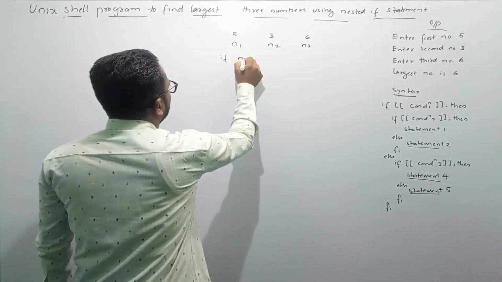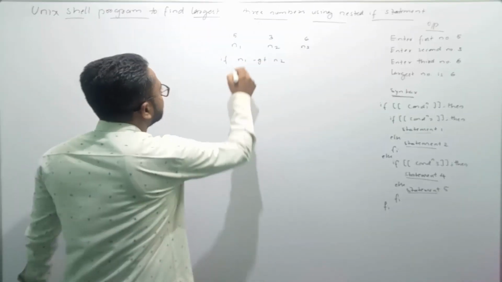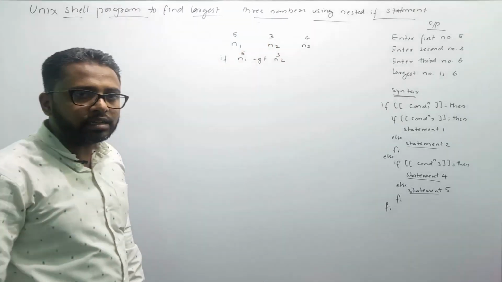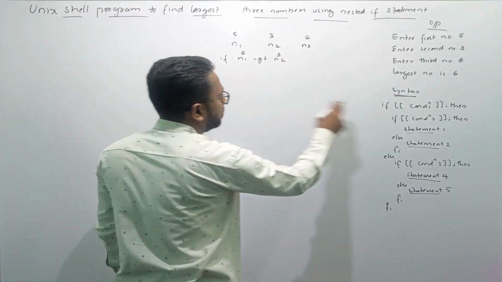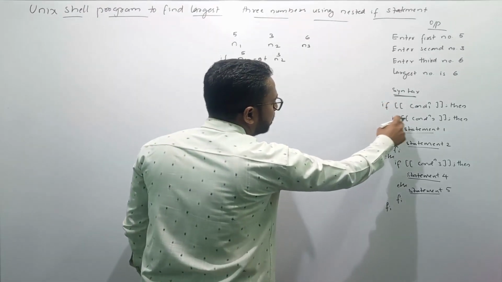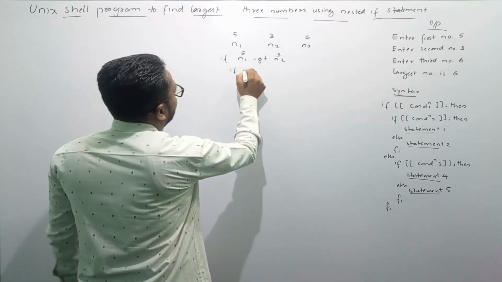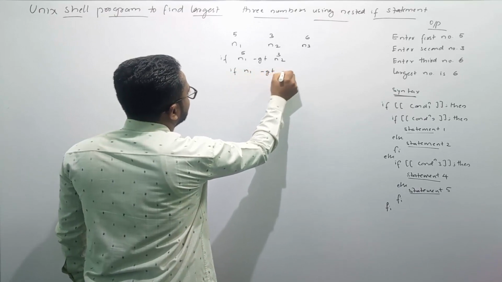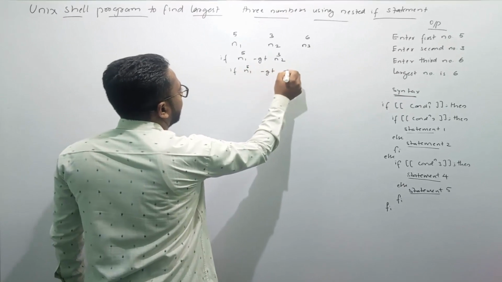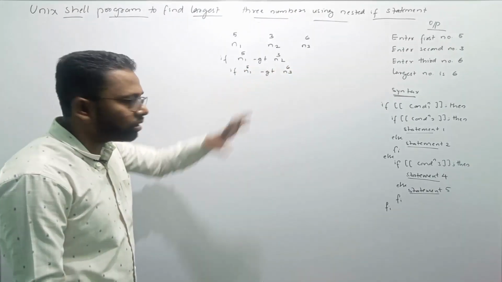If n1 is greater than n2, n1 is 5, n2 is 3. 5 is greater than 3? Yes. Now this if condition becomes true, that's why control will come inside the if to check for condition 2. If n1 is greater than n3, n1 is 5 and n3 is 6. Now n1 is not greater than n3.